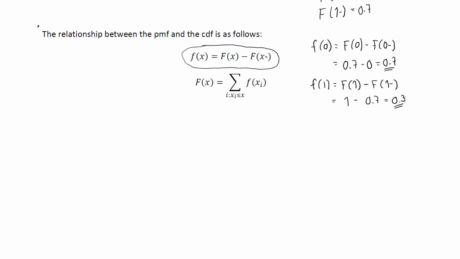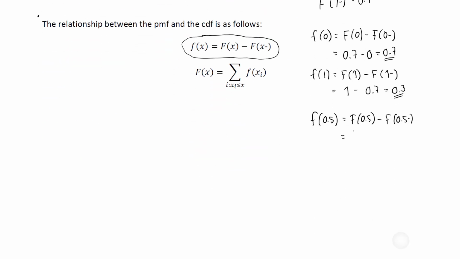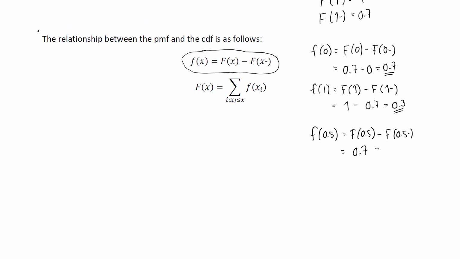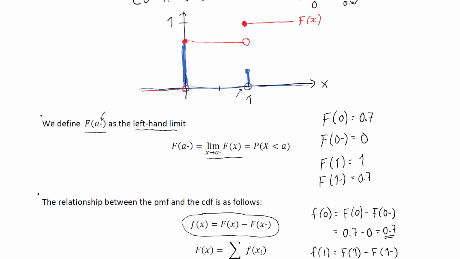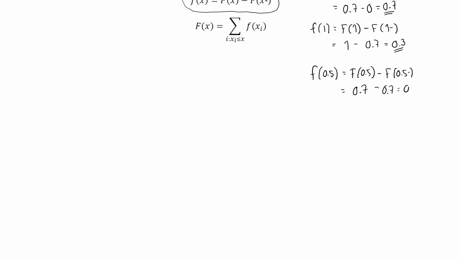This also works when x is not in the range. For example, f of 0.5 is F of 0.5 minus F of 0.5 minus. Well, if you look at the CDF at 0.5 here, it is 0.7. And slightly to the left of 0.5 here, well, it's still going to be 0.7. So 0.7 minus 0.7 is 0, which makes sense because X cannot take the value 0.5.